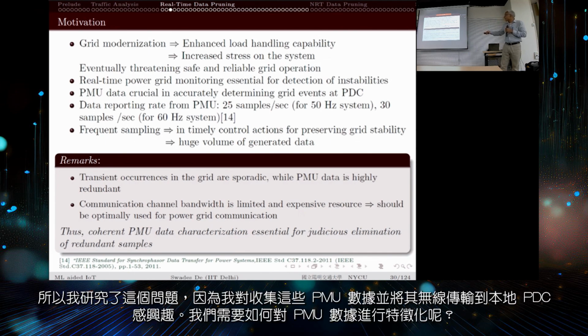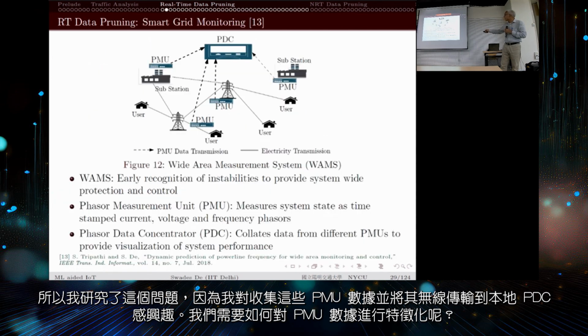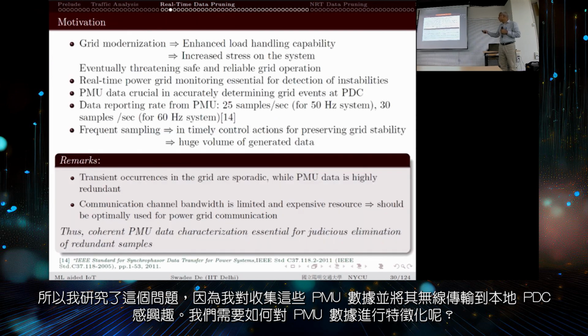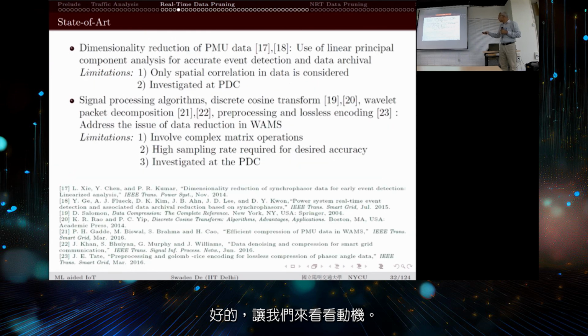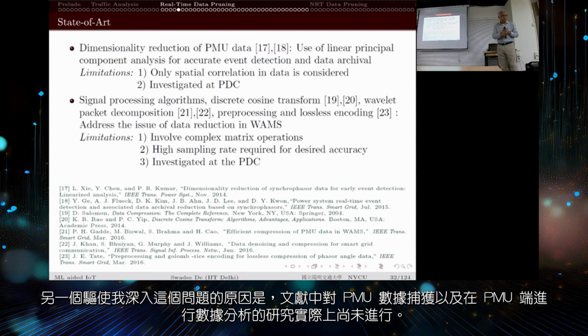What I looked at, because I was interested in collecting this PMU data and transmitting it wirelessly to the local PDC, is how to characterize the PMU data. The other aspect that motivated me to get into the problem further is that in the literature, capturing PMU data and analyzing it at the PMU end has not been done.